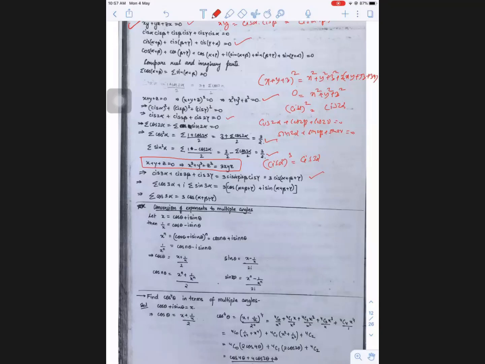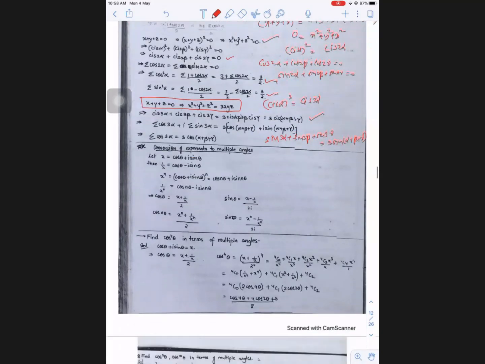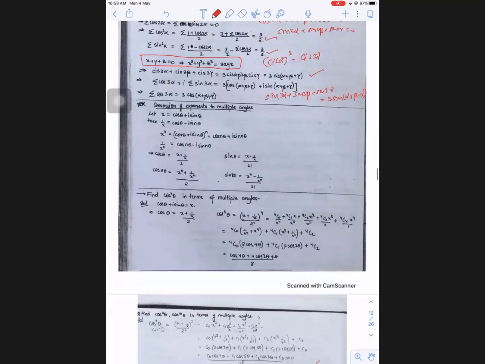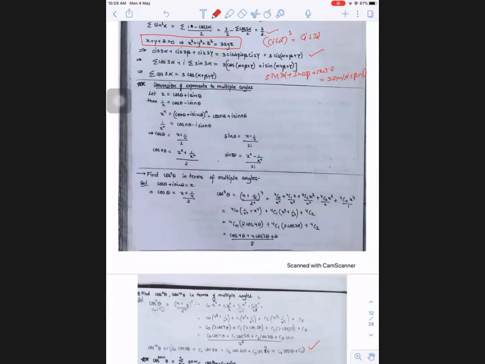Here, by comparing the real part, cos 3 alpha plus cos 3 beta plus cos 3 gamma equals 3 times cos (alpha plus beta plus gamma). Similarly, if you compare the imaginary part on both sides, sin 3 alpha plus sin 3 beta plus sin 3 gamma is the same as 3 sin (alpha plus beta plus gamma). This also comes by using that. So like this, we can derive trigonometry formulas by using complex numbers, in cases where x plus y plus z is 0.